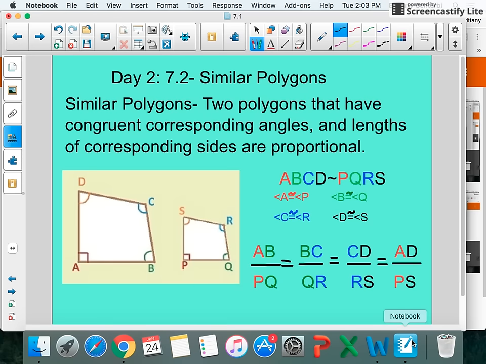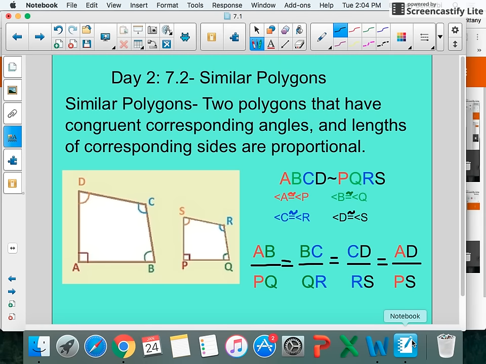All right, so day 2, we're going to talk about similar polygons. Similar polygons are two polygons that have congruent corresponding angles and lengths of corresponding sides that are proportional. So the difference between similarity and congruence: what we've been working with is congruence, but now we're going to switch to similarity. Congruent means you have to have the exact same size and the exact same shape.